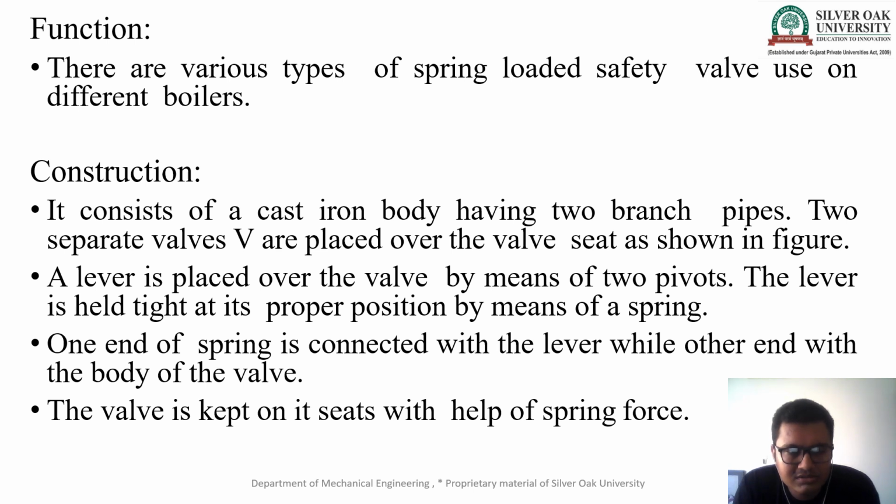In the construction, it consists of a cast iron body having two branch pipes. Two separate valves are placed over the valve seats as shown in the figure. A lever is placed over the valves by means of two pivots. The lever is held tight in its proper position by means of a spring. One end of the spring is connected with the lever, and the other end of the spring is connected with the body of the valve. So the valve is kept on its seat with the help of the spring force.